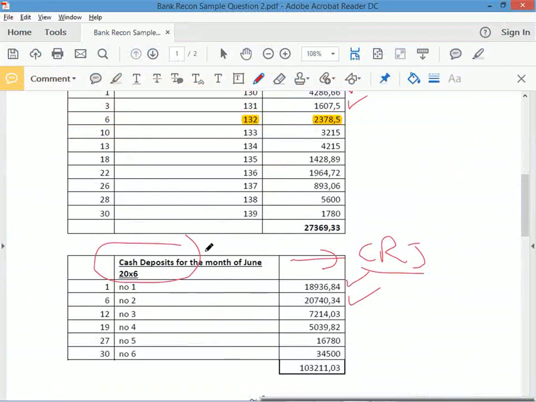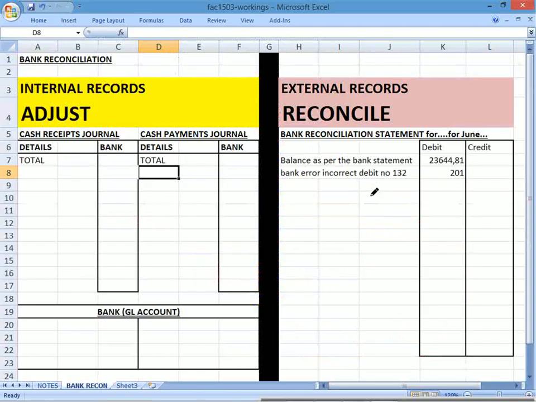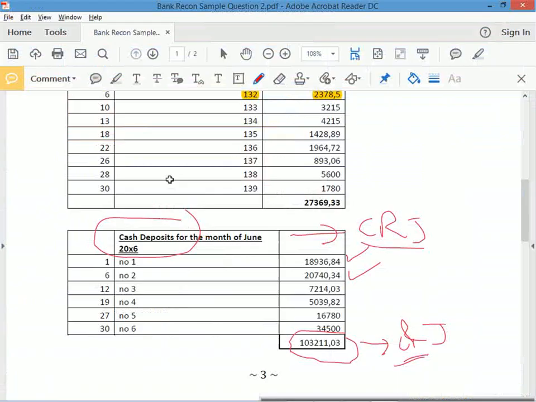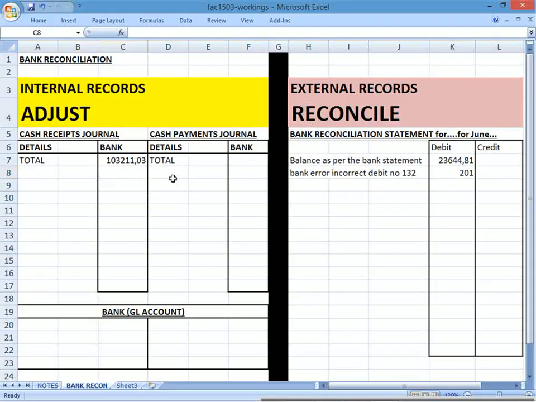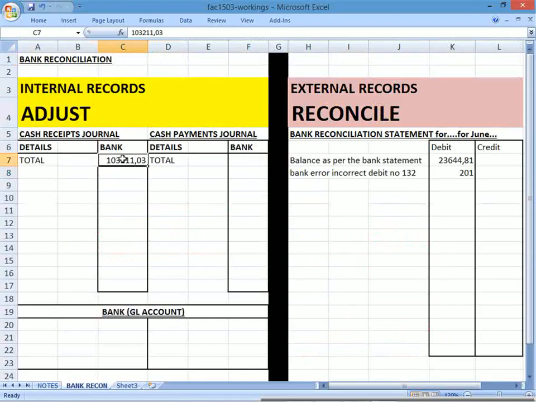So in my cash receipts journal, what will I show there? Well, that amount. That's my total receipts in my cash receipts journal, because that's what I would have had that I'm going to deposit. Okay, so 103,211.03. Perfect. So this is the opening total that I would have in that particular journal.